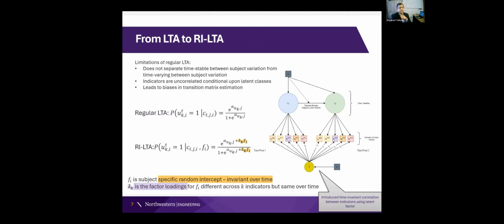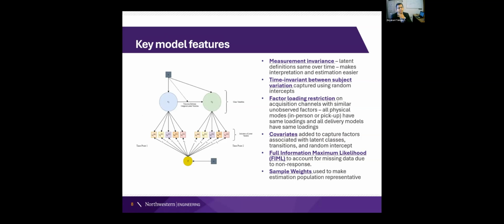We expand that to a latent transition analysis with a random intercept. The idea is that the item response probabilities, which are given here at the lower half of this plot, are not uncorrelated. There is residual correlation that needs to be captured, and that is captured with this latent factor F, which is temporally stable, which means it doesn't have a time index. It's just F_i, where i stands for an individual. This is what allows us to have correlations between choices made by a single person over time, and that corrects for some of the issues that exist in LTA in terms of separation of between-subject and within-subject variation.